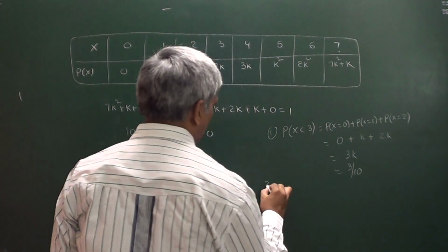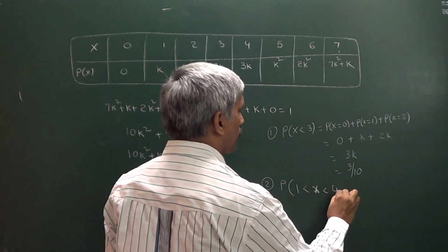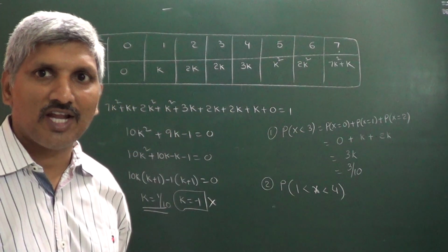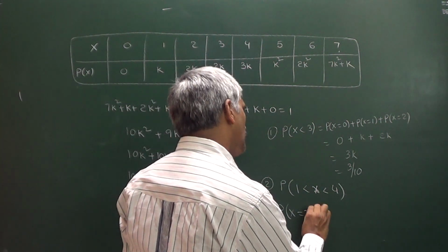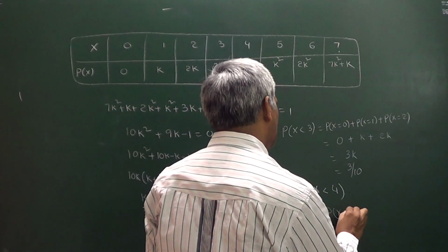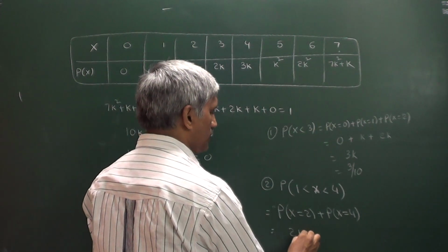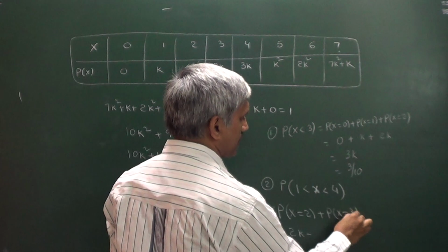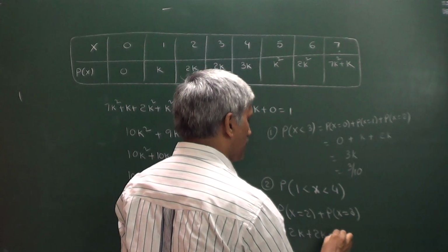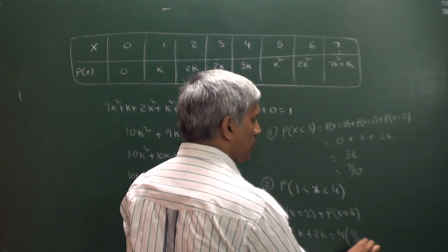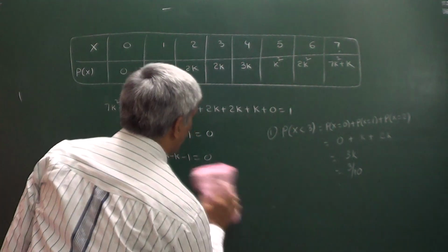Suppose the question asks for P of 1 less than x less than 4. What is the meaning? The x value lies between 1 and 4, which means we have to find P of x equal to 2 plus P of x equal to 3. P of x equal to 2 is given as 2k, and P of x equal to 3 is given as 2k as well. So we get 4 times k, which is 4 by 10. That is the way of doing problems based on probability distribution.